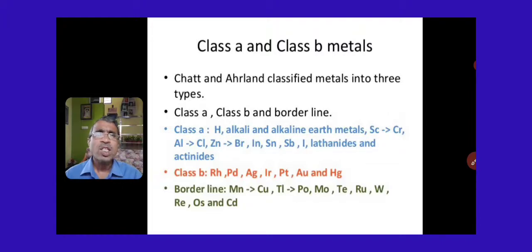Coming to the class B type of metals, which includes rhodium, palladium, silver, iridium, platinum, aurum and mercury. And some metals are borderline metals; they are neither class A nor class B. In between them are manganese to copper, tantalum to polonium, molybdenum, technetium, ruthenium, tungsten, rhenium, osmium and cadmium.